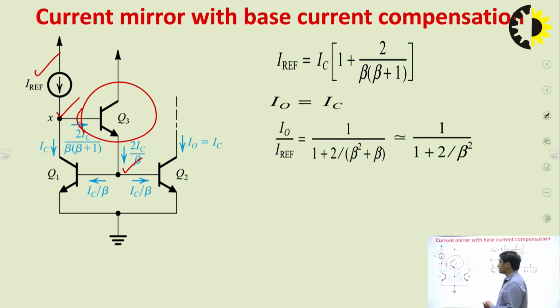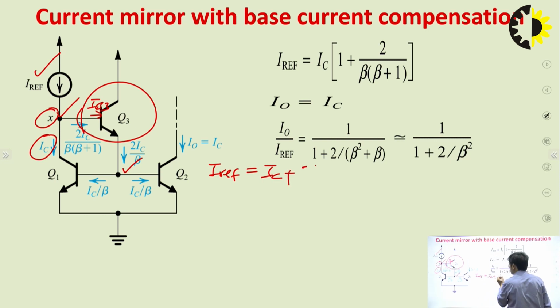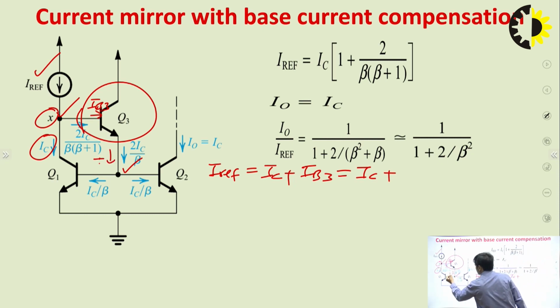To derive this relation, we need to apply KCL at node X. You can see that I reference is coming from the upward direction, and one current is IC, and the other is the base current of Q3, let's say IB3. So if we apply KCL at the node, the equation will be I reference is equal to IC plus IB3, where IB3 is the base current of Q3 transistor. Further, we can write IB3 in terms of IE3, the emitter current of Q3 transistor.